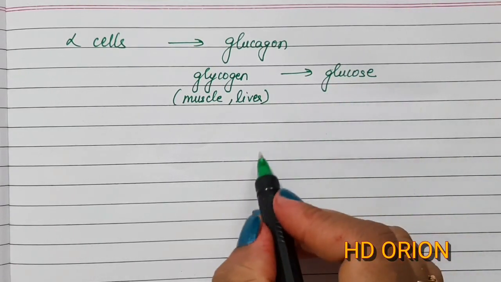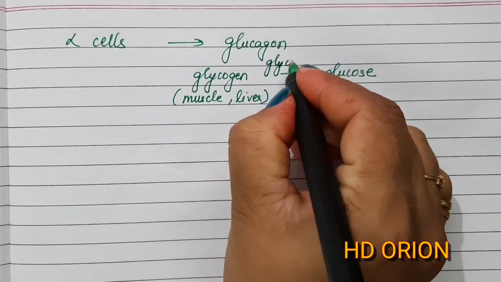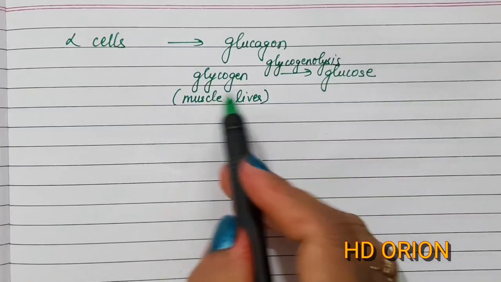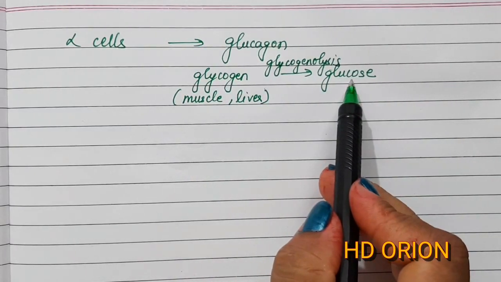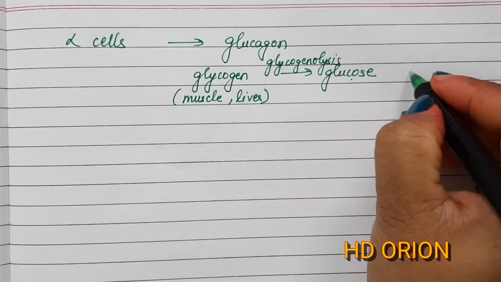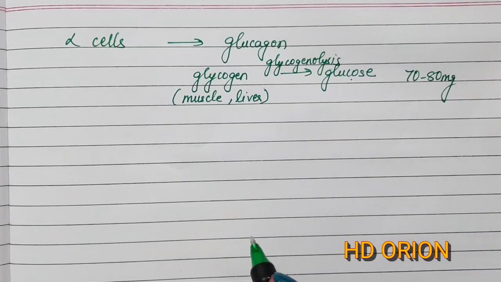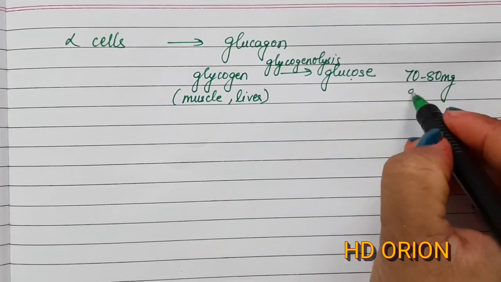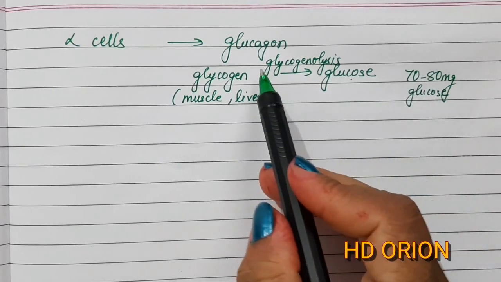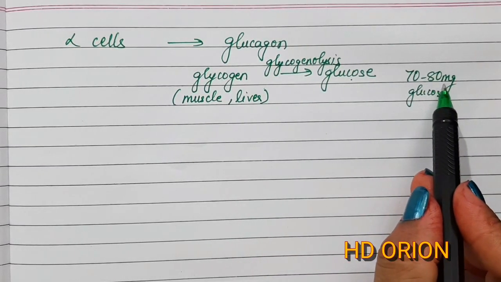So this process is called glycogenolysis, in which the glycogen is converted into glucose. So the blood glucose level increases. Usually the minimum amount should be 70 to 80 mg per 100 ml of blood. So this much amount of glucose should be present. If it becomes less, then glucagon is secreted so that the glucose level is maintained in the blood.